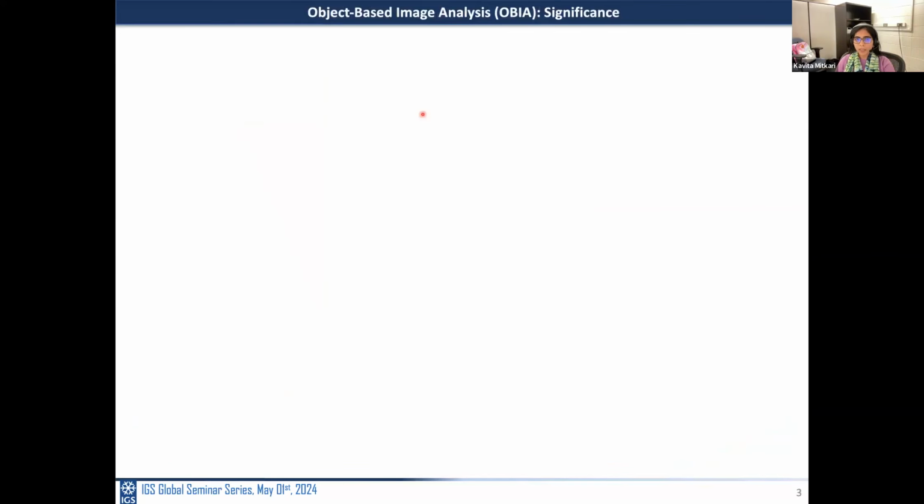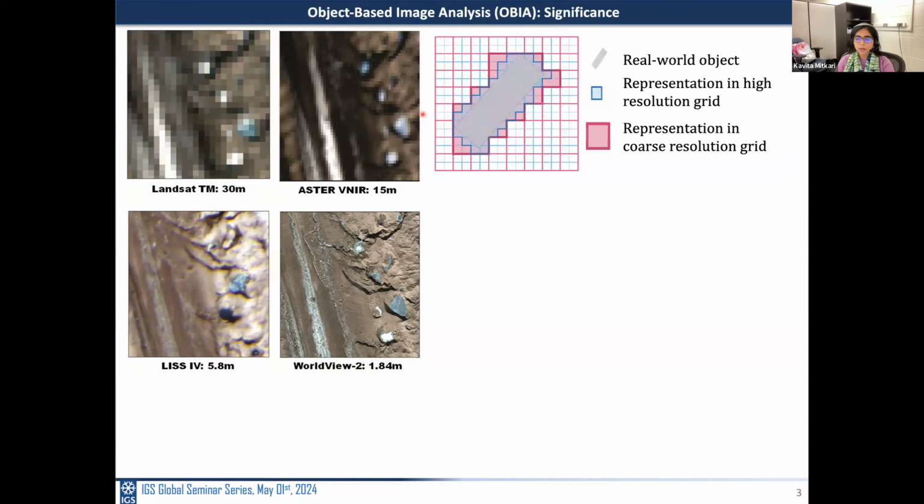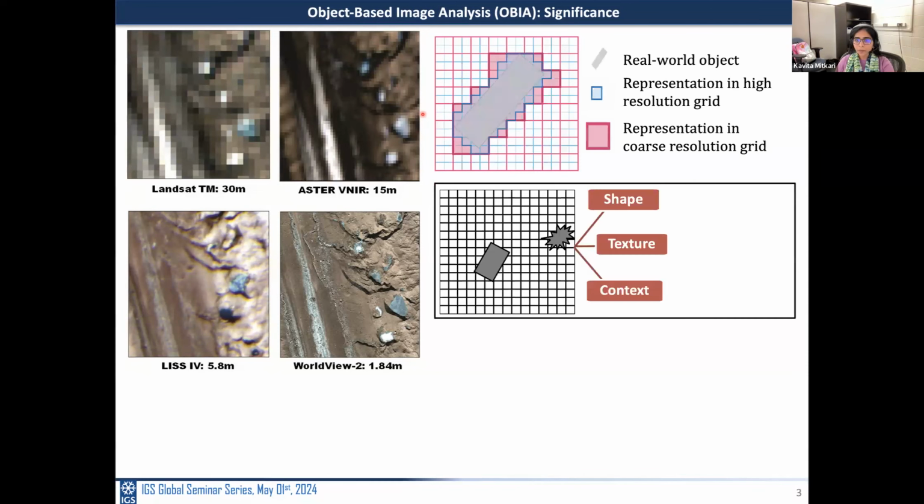Coming to the method, that is object-based image analysis, which is also commonly referred to as OBIA. As we move from coarse resolution to high spatial resolution images, small size glacier features are also visible. Therefore, high spatial resolution images reveal the real world objects, and they provide the real world scenario. Along with the spectral information, high resolution images also capture the shape, texture, and context. These are nothing but the spatial information.